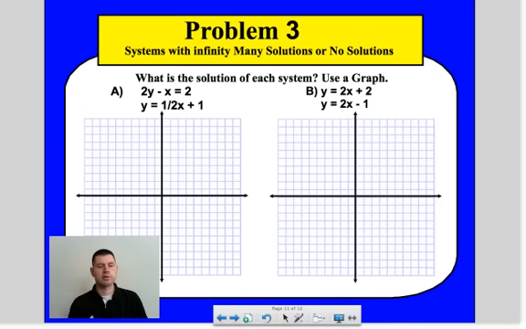Okay, problem number 3, talking about many solutions, infinitely many solutions, and no solutions. So we have particular special types of graphs here. So we're going to go ahead and work through this one. Let's go to the first one here. Now this is a unique case. We can actually put this in, because it's in standard form, we can do x and y intercepts.